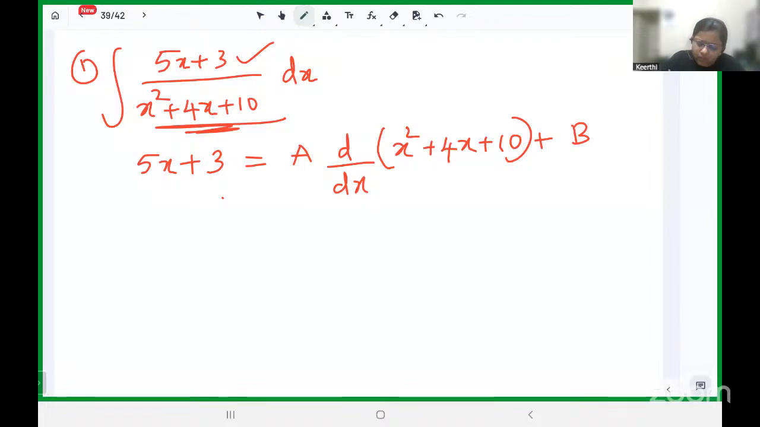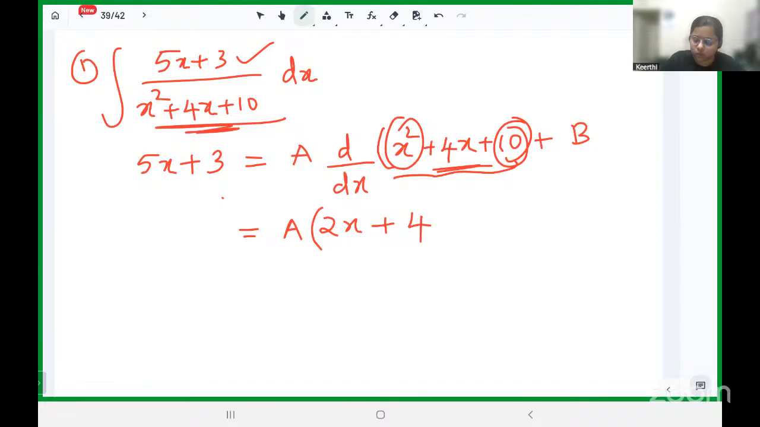Okay. Now, what is the derivative of this function? For x², we know the derivative is 2x. What is the derivative of 4x? It is 4. What is the derivative of 10? It is 0. So, a times (2x + 4) plus b. So, we have converted 5x + 3 as a(2x + 4) + b.